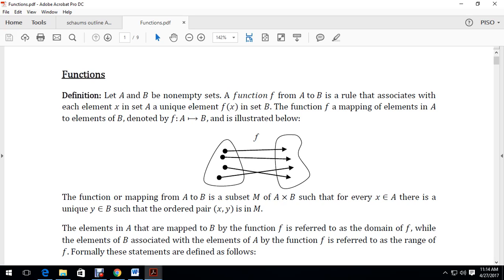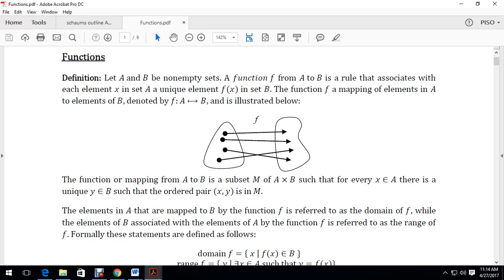Now, a function f from A to B is said to be a rule that associates each element in set A to a unique element in set B. So this association is actually referred to as the mapping of elements in A to elements in B. That is why this mapping is represented by this arrow. Now suppose, for example, this would be our first element in A that is mapped to a unique element in set B. Now this association is what we call a function, and is denoted by this symbol. This is read as the function from A to B, or a function is a mapping from A to B.